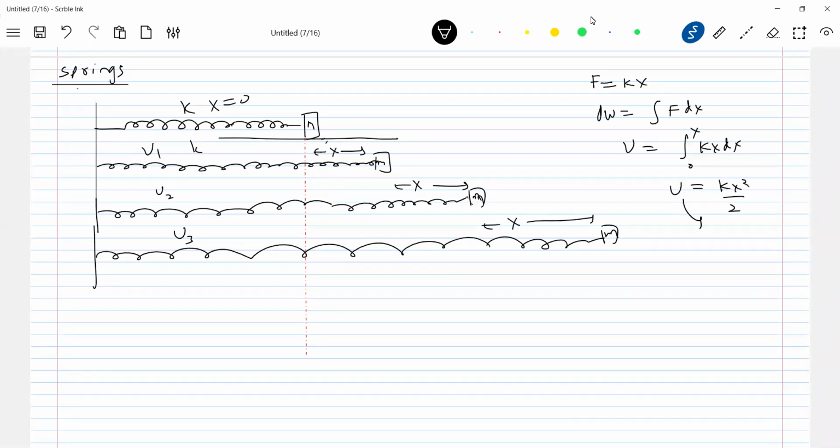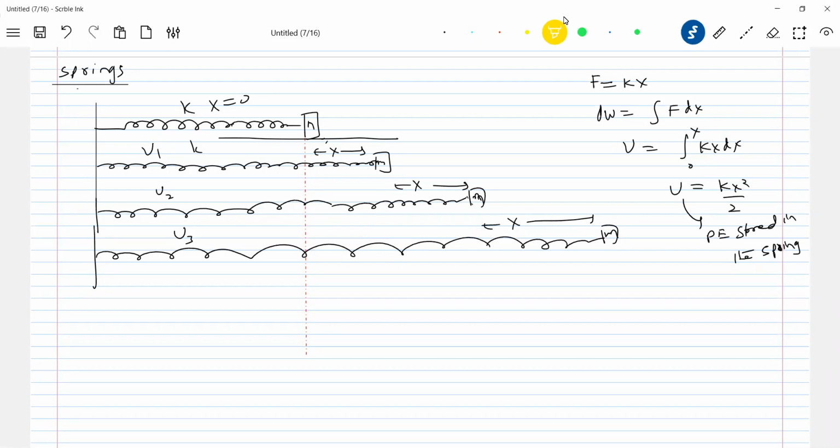Now what is this? Potential energy stored in the spring. So U equal to Kx square by 2. What is K? Spring constant. What is x? x is the deflection of the spring. It can be elongation or compression. You can take that as elongation or compression.